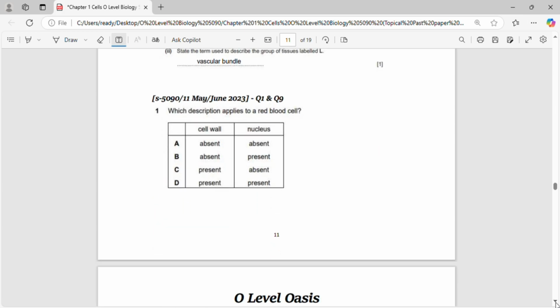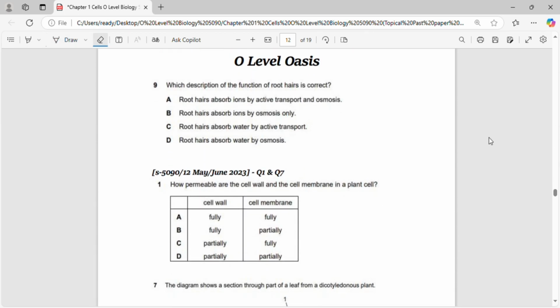Next, we have a question from paper 1. The question asks which description best applies to red blood cells. Recall that red blood cells are animal cells, meaning they do not have a cell wall. They also have a biconcave shape, with a slight indentation in the middle, and lack a nucleus. This absence of both a cell wall and a nucleus contributes to the unique shape. Therefore, option A is correct, as the lack of both the cell wall and nucleus is a key characteristic of red blood cells. The next question asks which description of the function of root hairs is correct.